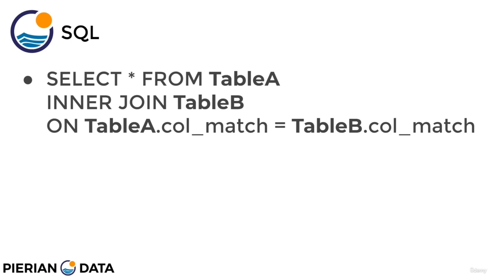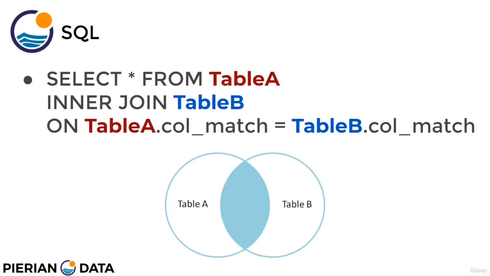So what does that actually look like in practice? If we color code this and think of the tables as Venn diagrams, and if you look up SQL joins on Google image search, you'll see a ton of Venn diagrams. A lot of people like to think of it this way. We're selecting from table A, inner joined on table B, where table A dot column match is equal to table B dot column match. So we're essentially saying grab table A and then grab table B, and because it's an inner join, only grab the rows that happen to be in both table A and table B.